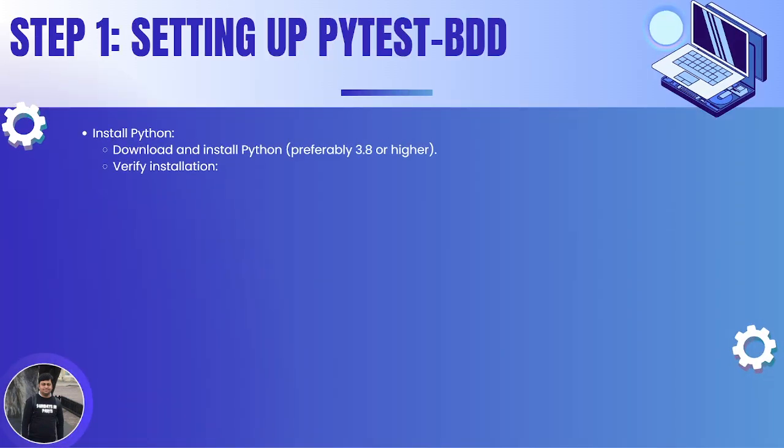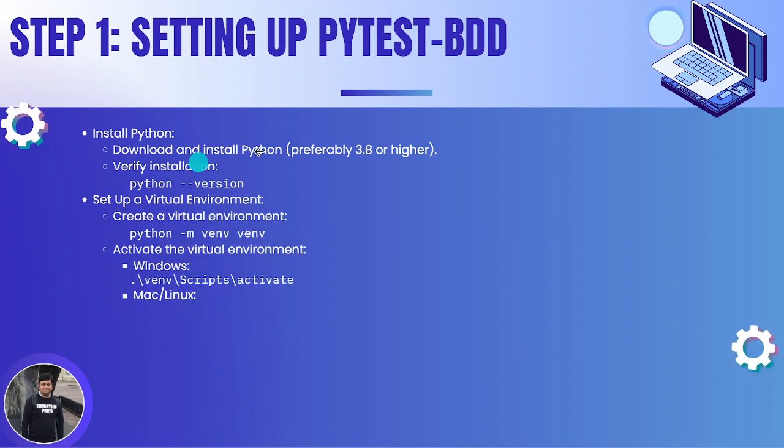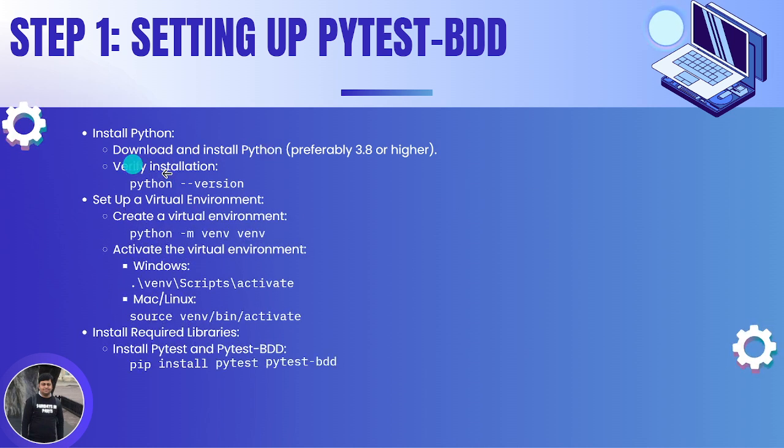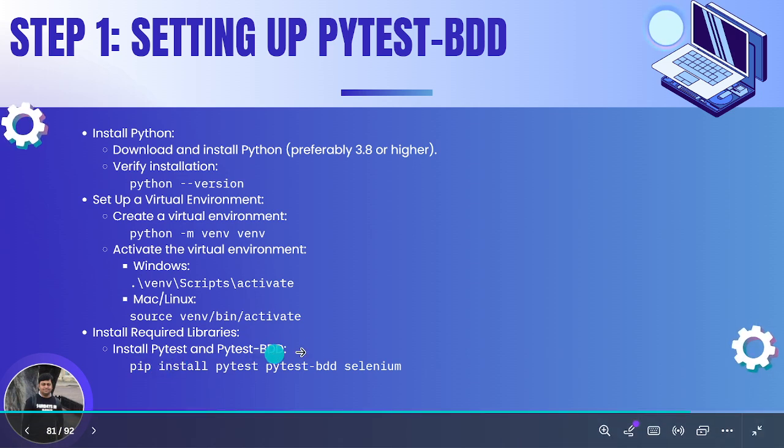Setting up Pytest-BDD. So how can we set it up? For that you need to download and install Python. Then set up a virtual environment: create a virtual environment using venv, activate the virtual environment on Windows, and for Mac you can use this code and this command. Then install the required libraries for Pytest and Pytest-BDD.